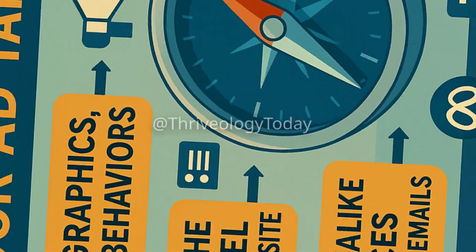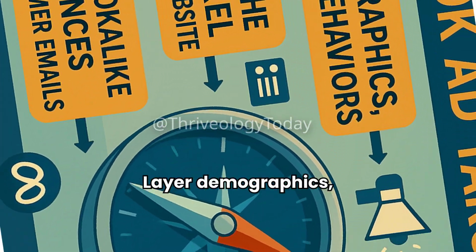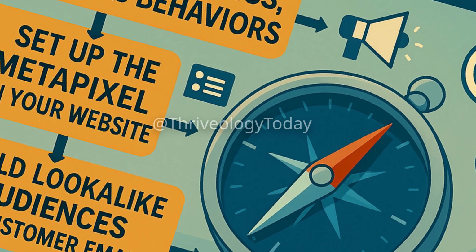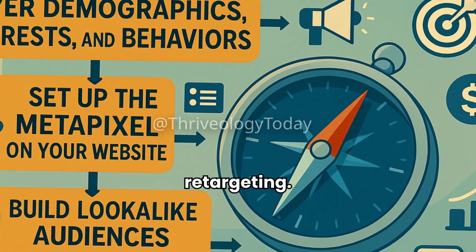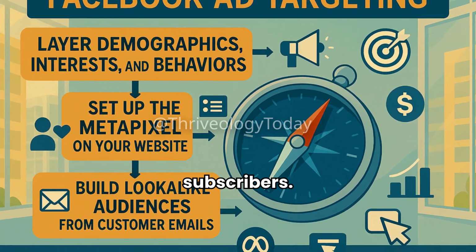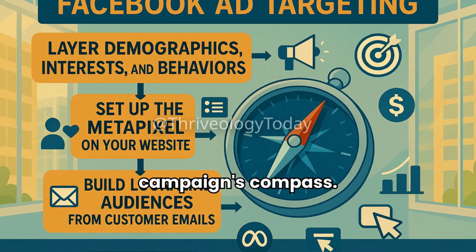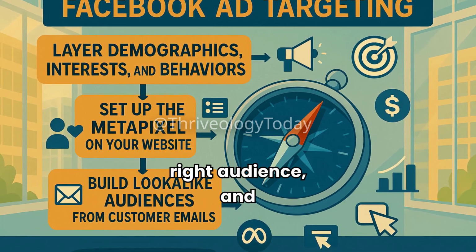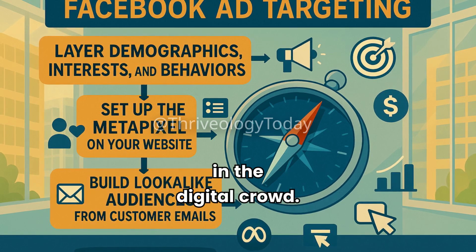Action steps. Start with detailed targeting, layer demographics, interests, and behaviors. Set up the Meta Pixel on your site for retargeting. Build lookalike audiences from your best customers or email subscribers. Targeting is your campaign's compass. Point it at the right audience, and you'll never get lost in the digital crowd.